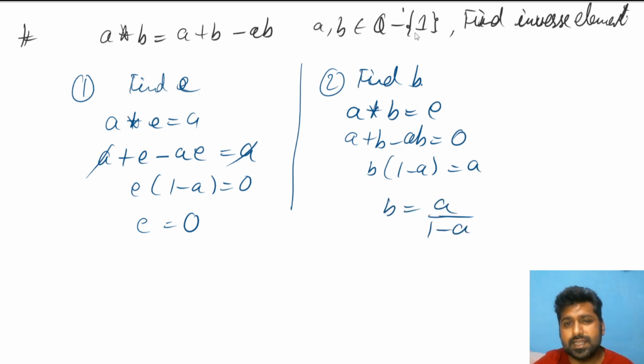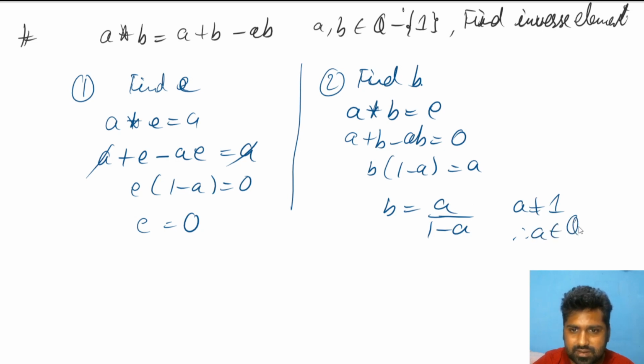You can see why they were saying A and B belong to Q but not 1, because then the inverse element will not be defined. If they don't write this, the inverse element will not be defined. Of course, from there we can see A should not be 1, so therefore A belongs to the set of rational numbers except 1. This should actually be plus A, na? So put minus here, minus A upon 1 minus A, that's the inverse element.